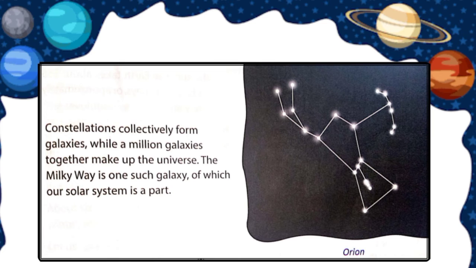Constellations collectively form a galaxy, and a million galaxies together make up the universe. This means galaxies are a part of the universe and constellations are a part of galaxies. The Milky Way is one such galaxy of which the solar system is a part, and Earth is a part of the solar system.